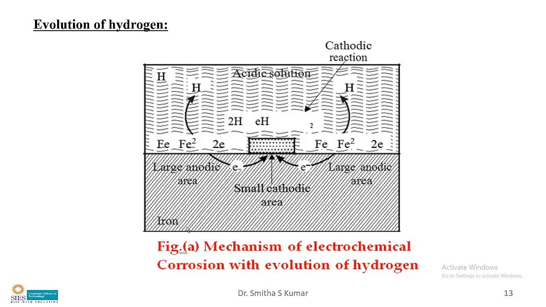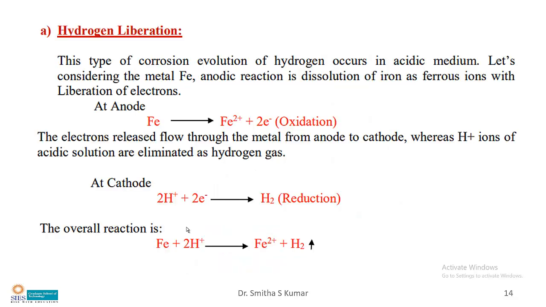Considering metals like iron, the anodic reaction is dissolution of iron as ferrous ions with the liberation of electrons. As seen on the screen, Fe undergoes oxidation reaction to give Fe2+ plus 2 electrons. The electrons flow through the metal from anode to cathode where H+ ions of the acidic solution are eliminated as hydrogen gas. The cathodic reaction or the reduction reaction shown is 2H+ plus 2 electrons to give H2. The net reaction is Fe plus 2H+ to give Fe2+ and hydrogen gas.